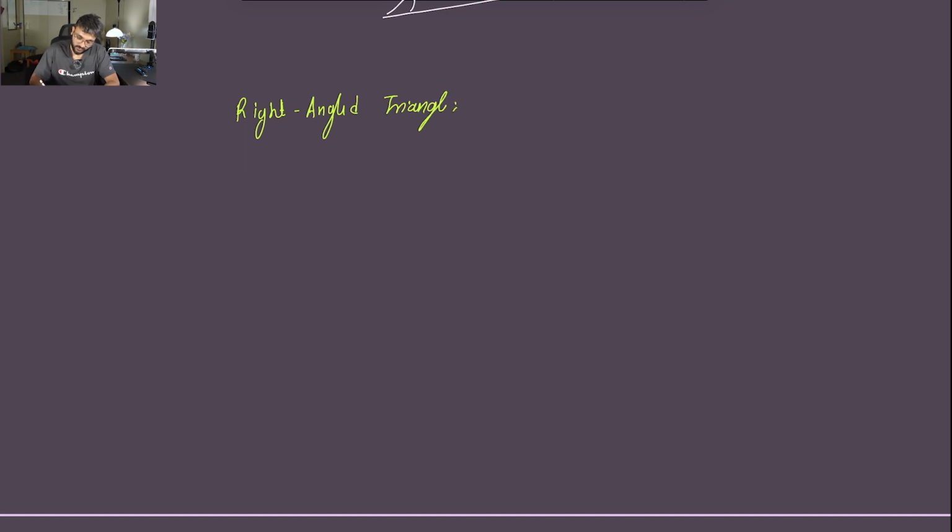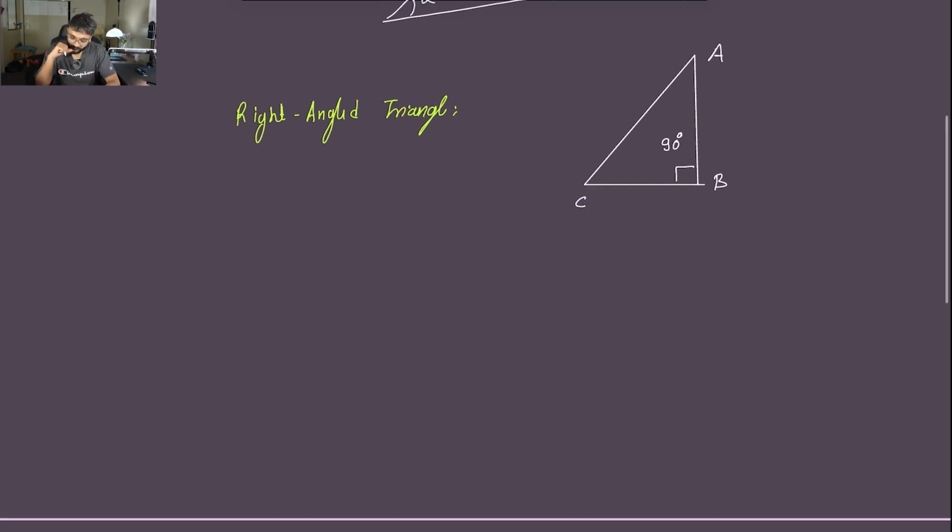Okay, so it will be, let's say, okay, and that angle, let's say, is this. This is the angle, that is 90 degrees. When you have a 90 degree angle, you make that little square as a symbol for that angle.